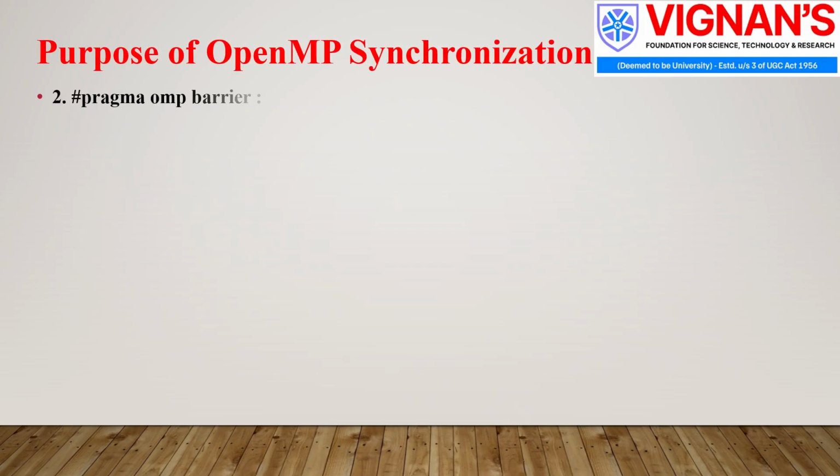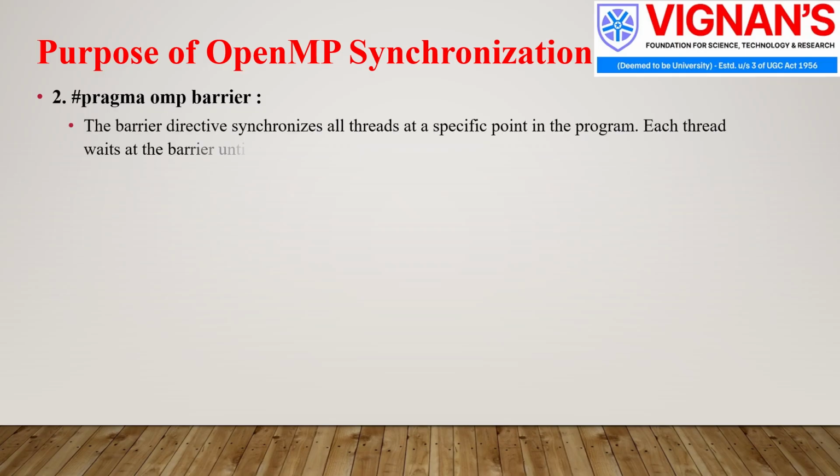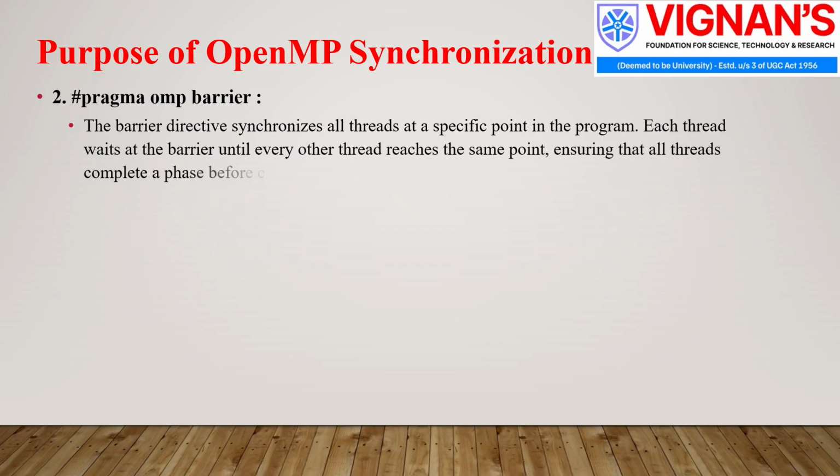#pragma omp barrier. The barrier directive synchronizes all threads at a specific point in the program. Each thread waits at the barrier until every other thread reaches the same point. This ensures that all threads complete one phase of execution before continuing.